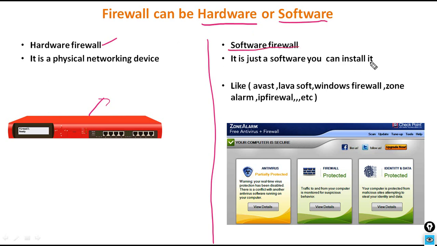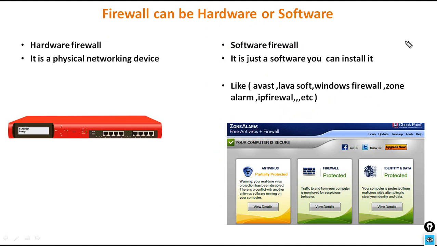It is just a software you can install on your computer, like Avast, Lavasoft, Windows Firewall, ZoneAlarm, IP Firewall, etc. You can see this ZoneAlarm, it is a software firewall. So now you understand that firewall can be software or hardware. Hardware is like a device that you can see in the red color, and software is like a program you install on your computer. So let's move to the next, guys. What do we have?